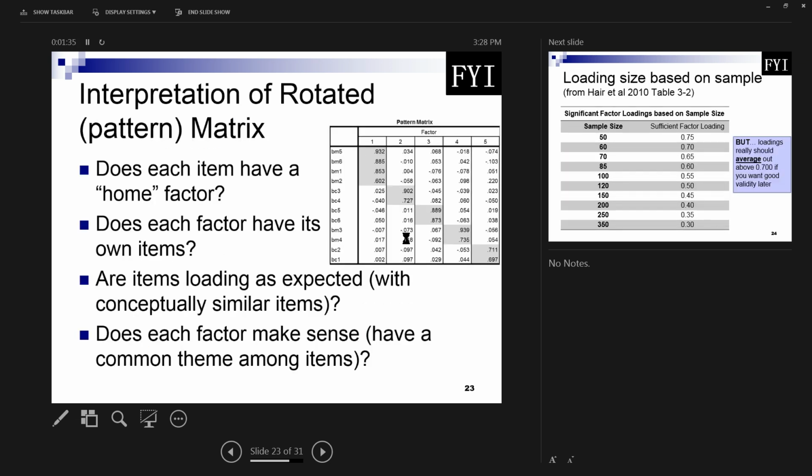Just more pictures to help you out. Pattern matrix. The things to remember: each item has to have a home factor. Each factor has to have its own items. Oftentimes, you'll run a pattern matrix and you'll have a factor with items on it loading, but they're the cross-loadings, the low loadings. So you have like a factor 2 that has these 2 items loading at 0.7. You have a factor 12, which has these same 2 items loading at 0.2. They're not substantial. You have to get rid of that empty factor. Each factor has to have substantial items.